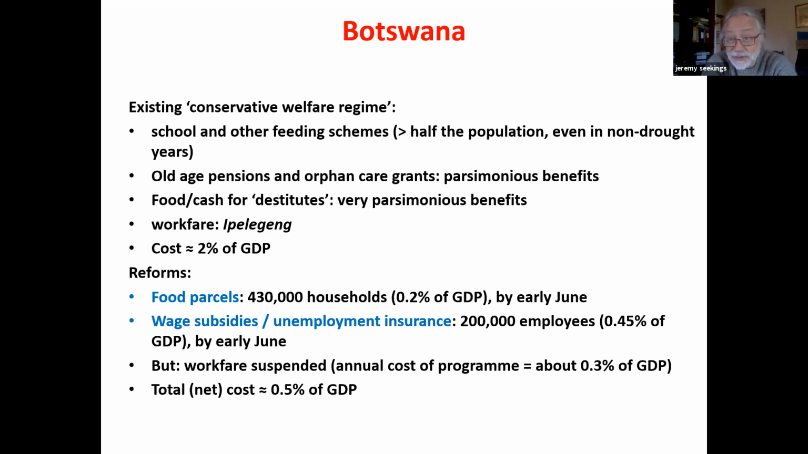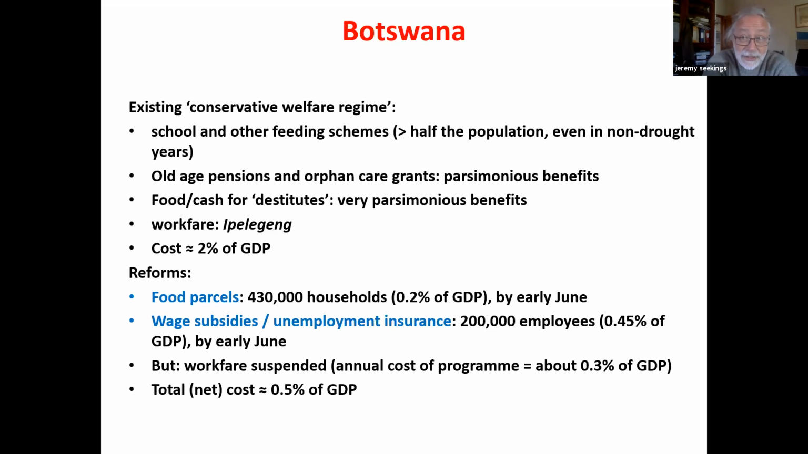The cash programs that exist, like the old age pension, for example, pay very modest benefits. Old age pension in Botswana is less than 1/3 of the value of the old age pension in South Africa, even though GDP per capita in Botswana is now higher than South Africa. And they have an extremely parsimonious provision for what Botswana still, in colonial language, calls destitutes. And there's a strong emphasis on workfare. But this was still, by African standards, quite an extensive system of support, costing about 2% of GDP before COVID, compared to 3% in South Africa.